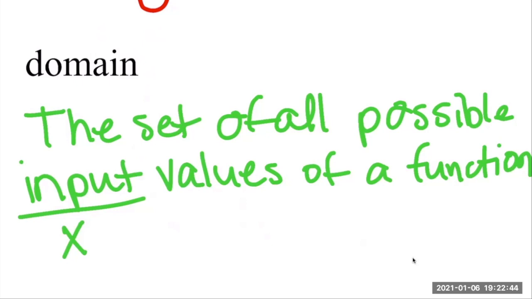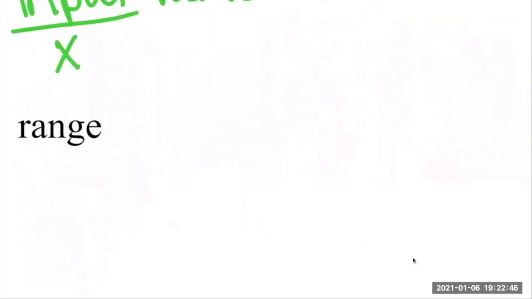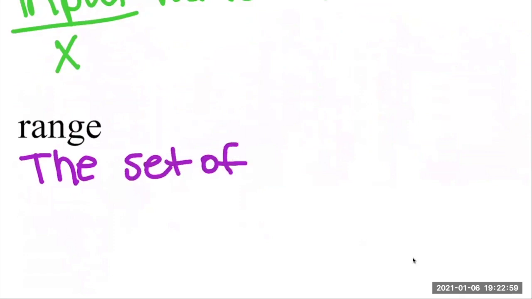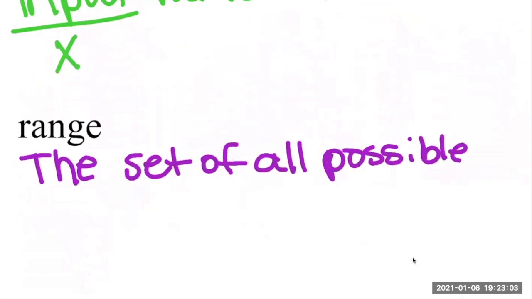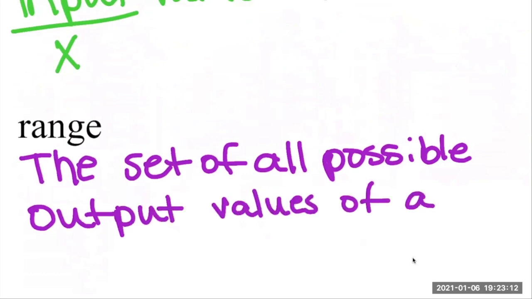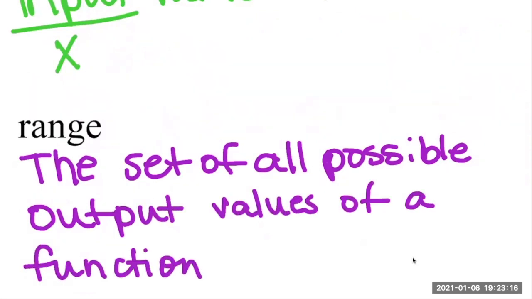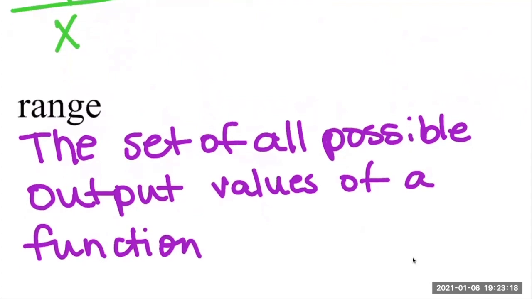So now on the flip side, the range is the set of all possible output values of a function. And so that's going to be your y values. So that's what you get as a result. Domain is what you put in, range is what you get out.